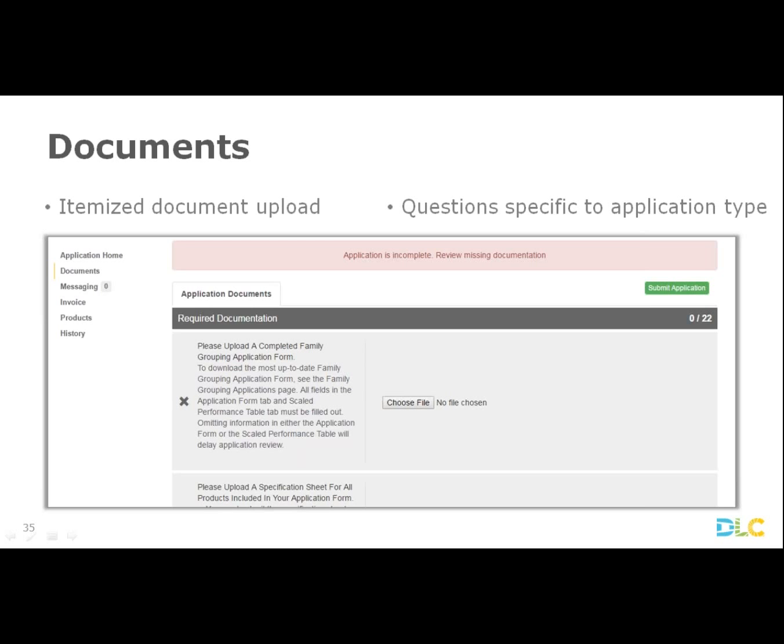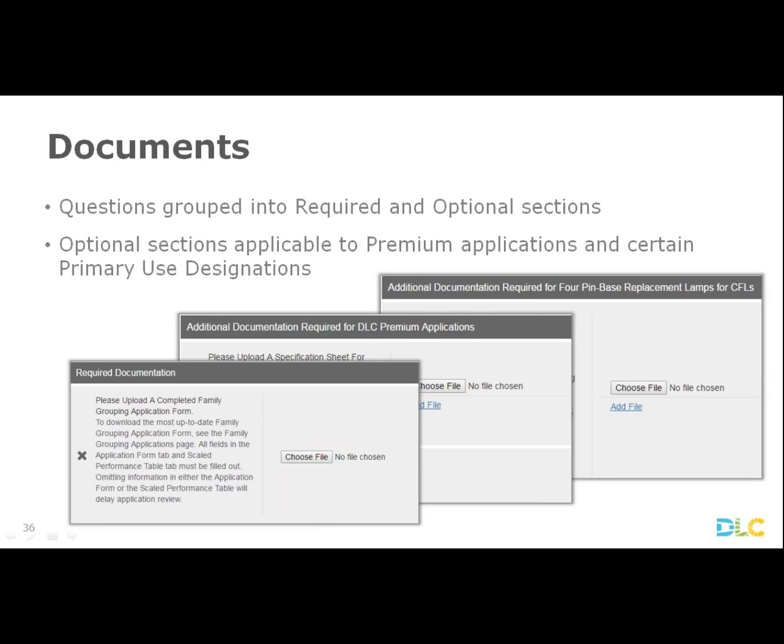So each document is itemized. You're going to be asked a question for each document that you need to upload. Sections of this page are grouped into required and optional sections. So the required documentation section is the first thing you're going to see. It will ask you for, for example, the application form, spec sheets, things like that.